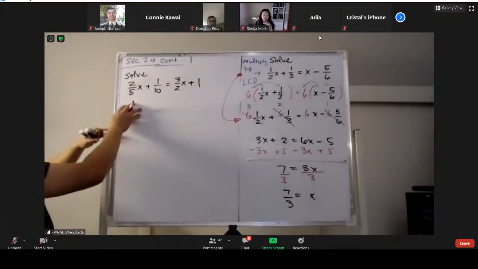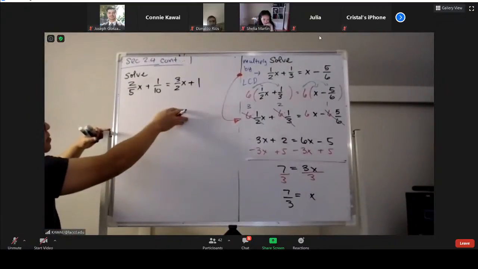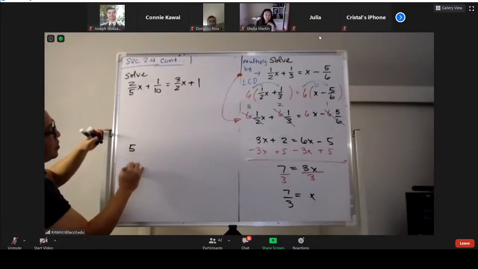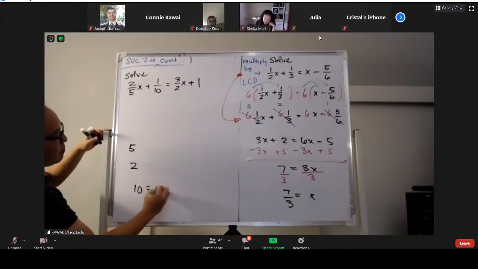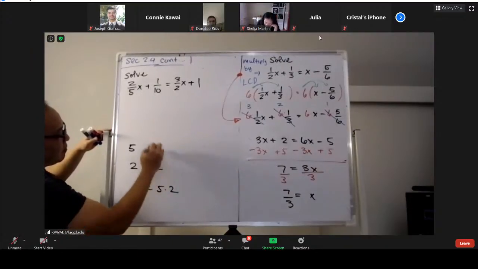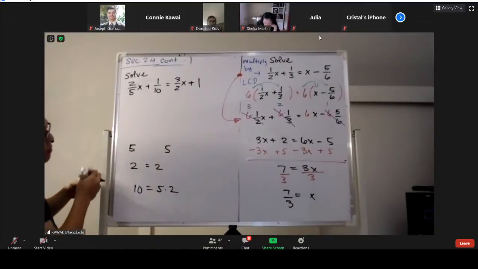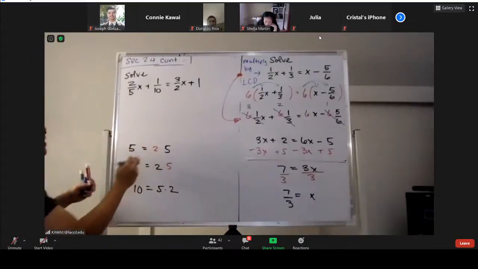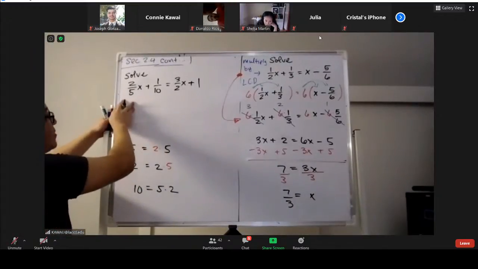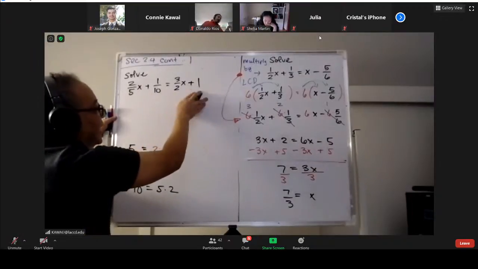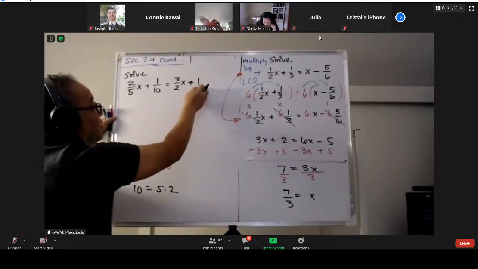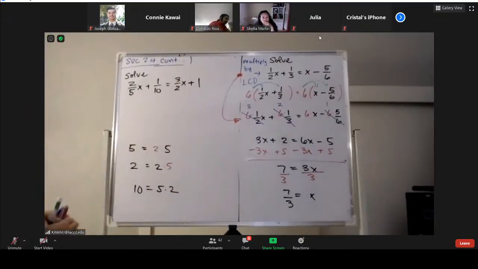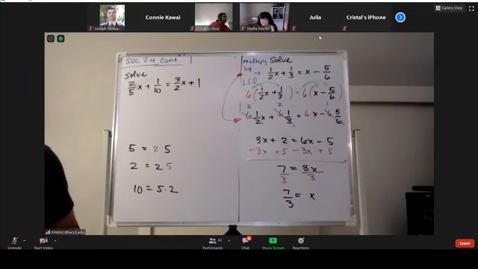So the lowest common denominator here is going to be 10. Okay. You have 5, you have 2, and you have 10. So what I usually do is I go directly to 10 times this, 10 times this, 10 times that, and then 10 times that. Be careful because even if you have a whole number, you multiply with the whole number also. Okay, so give it a shot. See if you can do it.